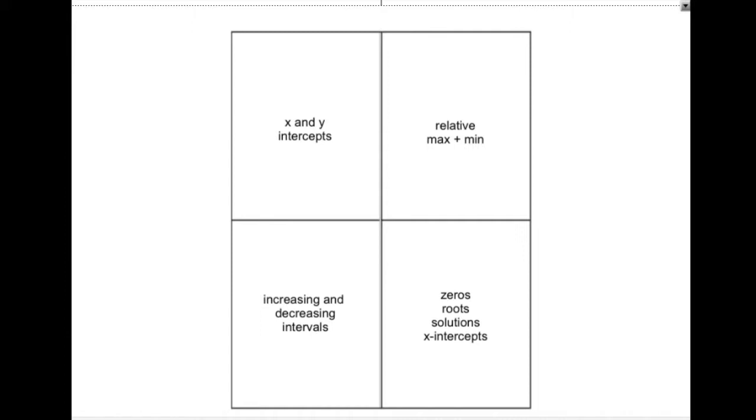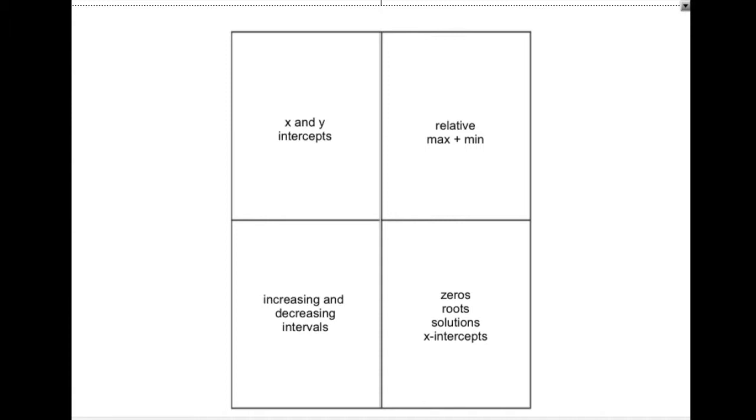So on your outside tabs, you're going to quickly jot down the following categories on your foldables. The first category is X and Y intercepts. The second is increasing and decreasing intervals. The third is relative maximum and minimum. And the fourth is zeros, roots, solutions, and X-intercepts. Those are all the same thing. There are just different words for that concept specifically. So this is one big chunk of information right here.